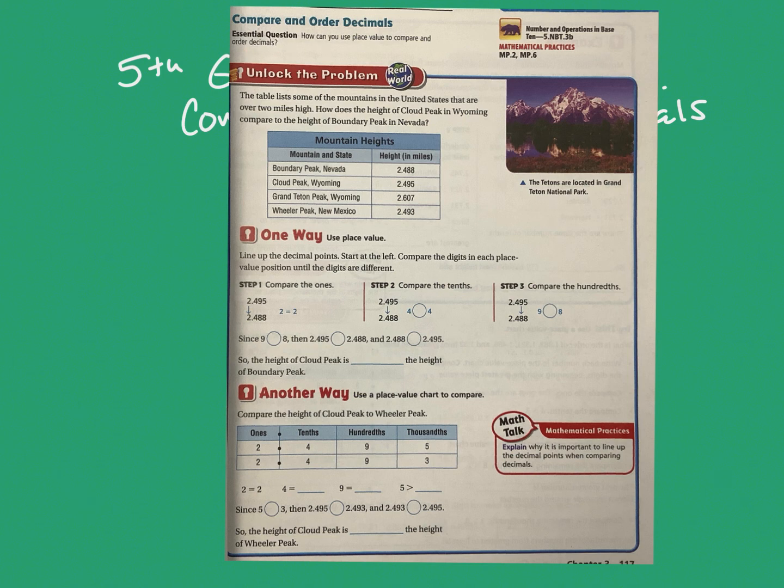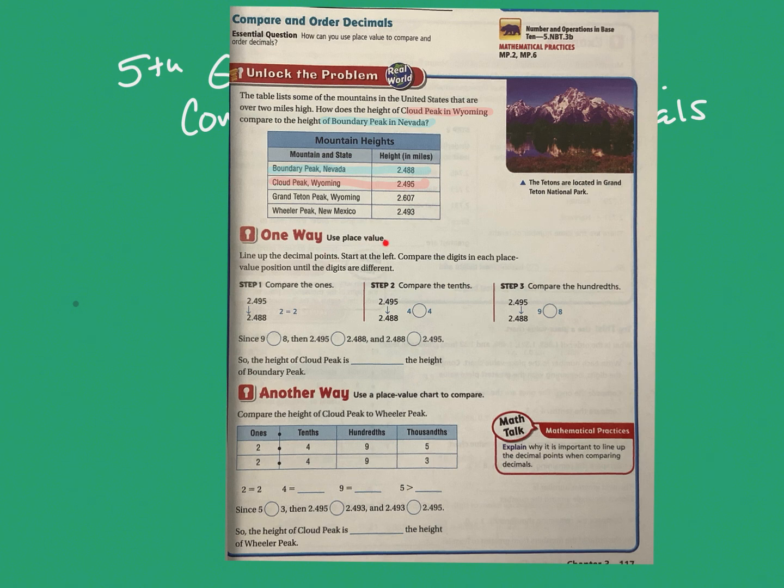Let's unlock the problem. The table lists some of the mountains in the United States that are over 2 miles high. How does the height of Cloud Peak in Wyoming compare to the height of Boundary Peak in Nevada? Let's highlight what we're comparing. We're comparing Cloud Peak in Wyoming, and I'm going to highlight it here as well, to Boundary Peak in Nevada. Those are the two numbers I'm focusing in on.